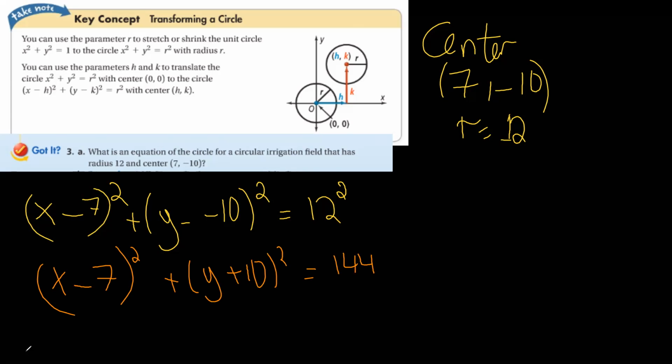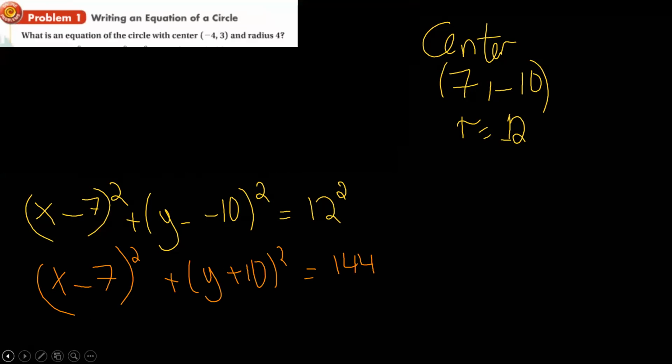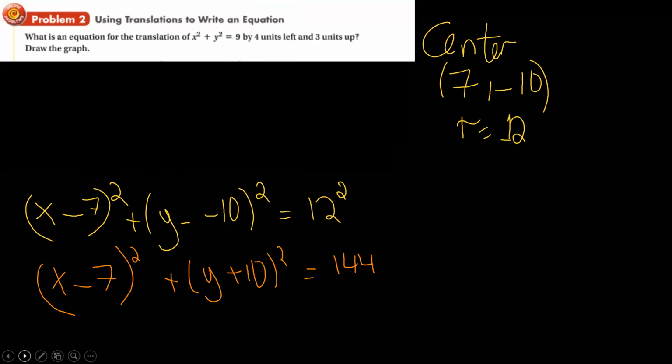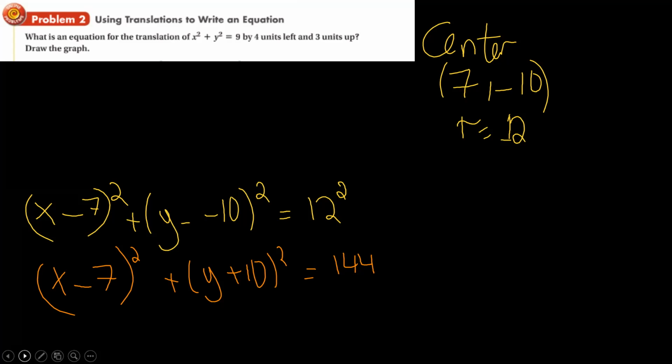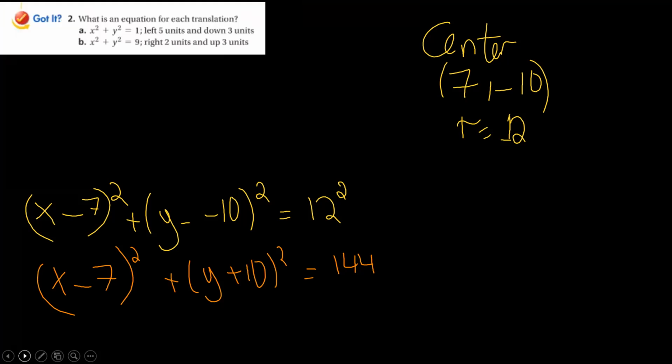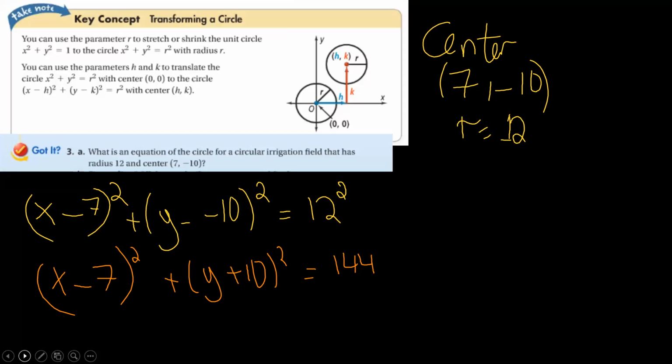So for these questions, it's the same. I have a center, I have a radius, I can write the equation. In the second one, I have a circle, I translate it to a new center, so I can write the equation. This one is related to problem 3. They have the same idea. Here I want you to write the equation also with a given center and a given radius.